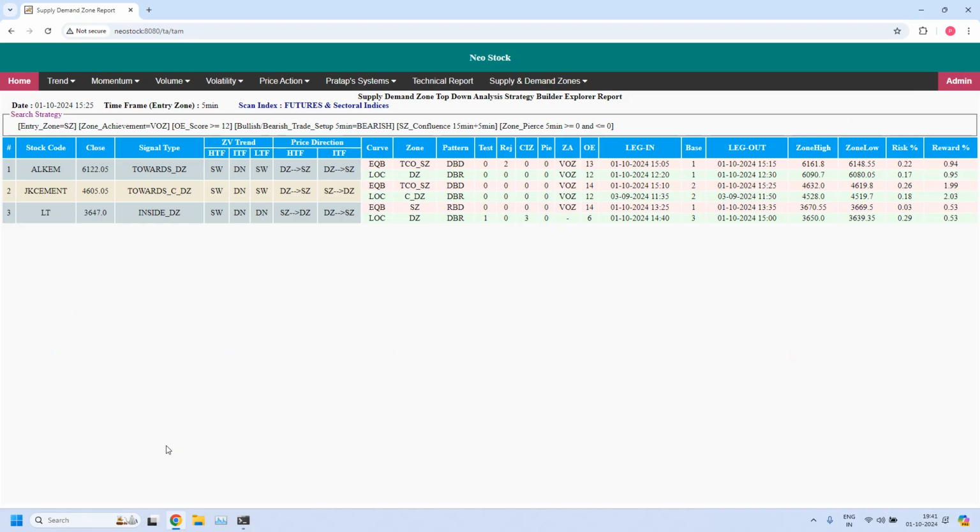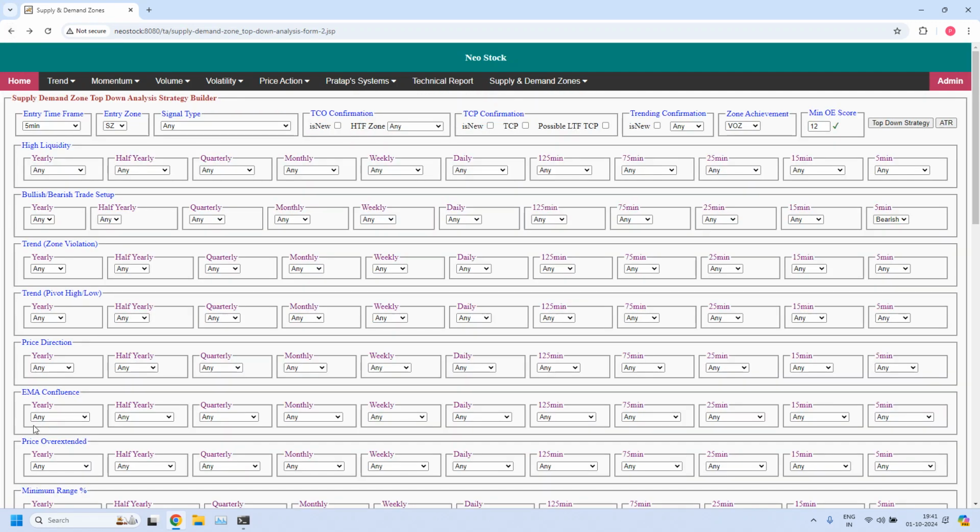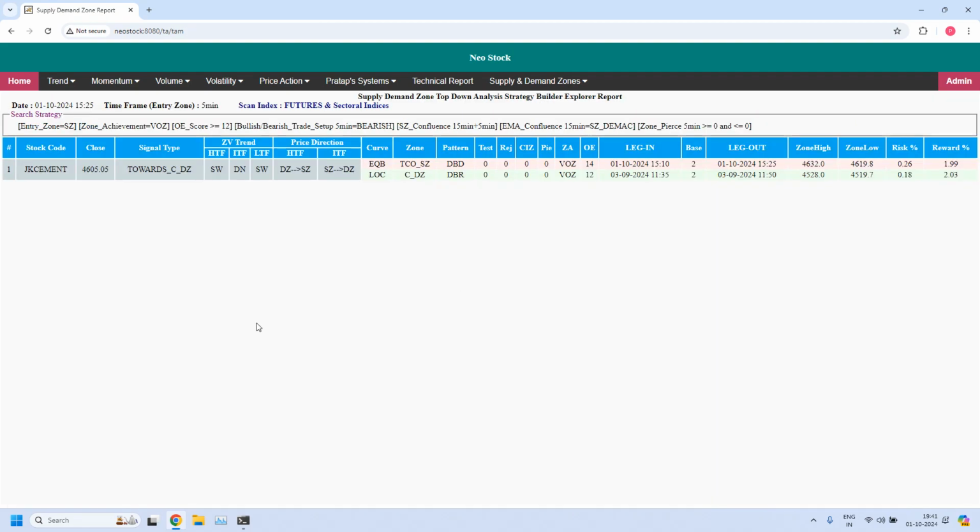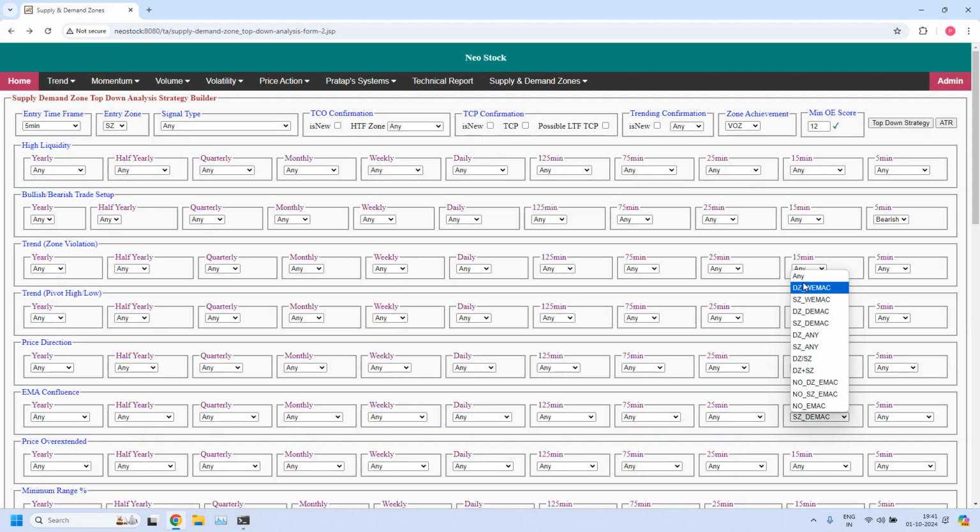Let's verify all these 15 minute zones, because the 5 minute zone is part of the 15. 15 minutes is ITF, trend is down. If any of these 15 minute zones is having daily EMA confluence, it's a high probability setup. Let's verify. In the EMA confluence at 15 minutes time frame, I am checking 15 minutes supply zone with daily EMA confluence. Let's verify. 1 stock is filtered. Good. Now let's check LTF, ITF, HTF confluence. I am removing the EMA filter.